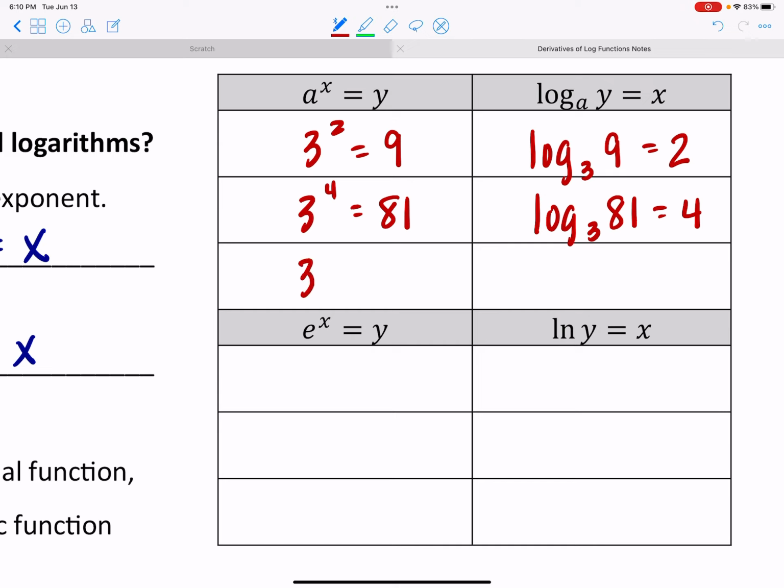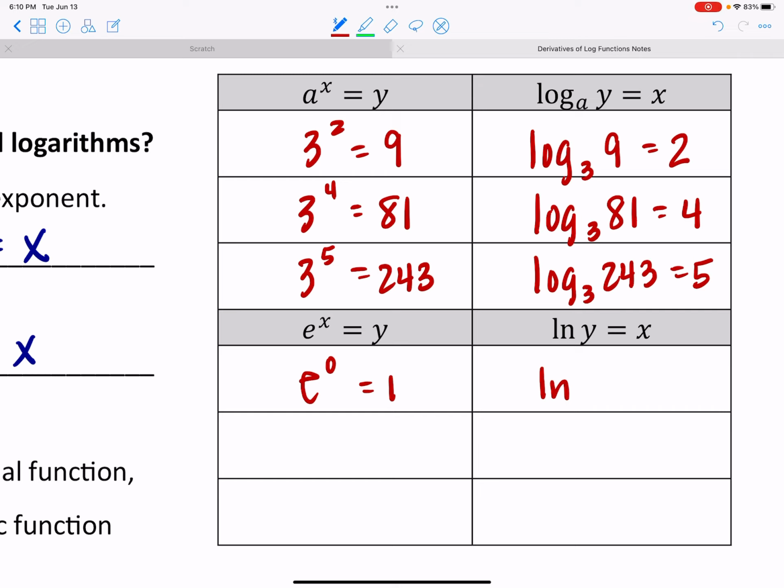Or let's go one more power here. Let's say 3 to the 5th power, which is 243, means that the log base 3 of 243 would be equal to 5. And with the natural logarithm, our base of e, let's say I had e to the 0 power. Well, anything raised to the 0 power is 1, which means in log form we would say that the natural log, which is already base e, of 1 would have to equal that power of 0. Or if I had e to the 1st, anything to the 1st power is itself. That means that the natural log, base e, of e would have to equal that power of 1.